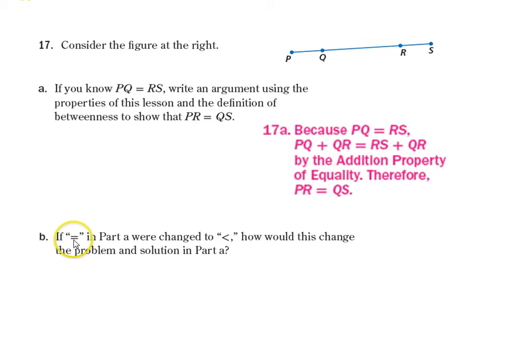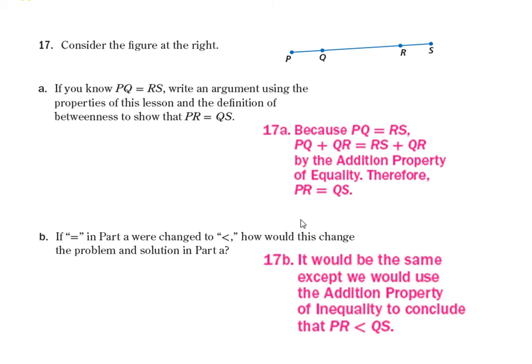Now part B, it says, what if the equal sign was changed to a less than symbol? What if we said that PQ was less than RS? Then write an argument using the properties of this lesson and the definition of betweenness to show that PR is less than QS. So now we're working under the assumption that this distance right here is less than this distance right here. How would this change the problem in part A to show that PR is less than QS?